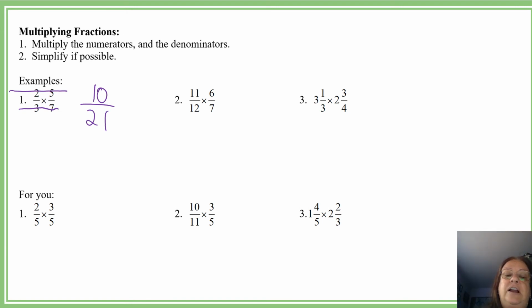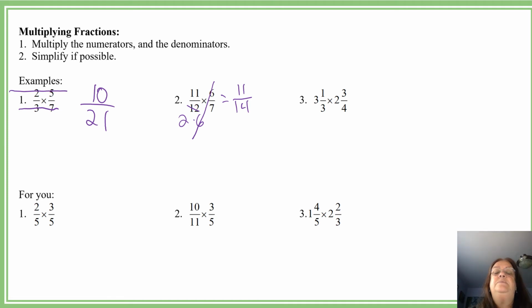Now here, I'm going to be sneaky and notice that 12 is 2 times 6. So now I have 11 over 2 times 7. So it's simplified and made my multiplication easier.